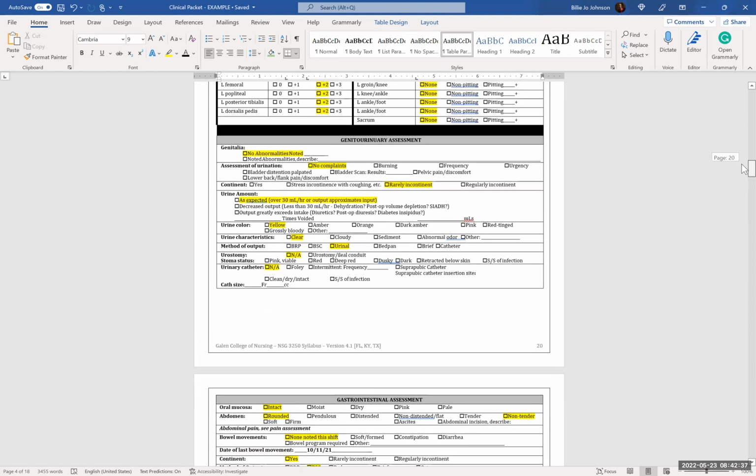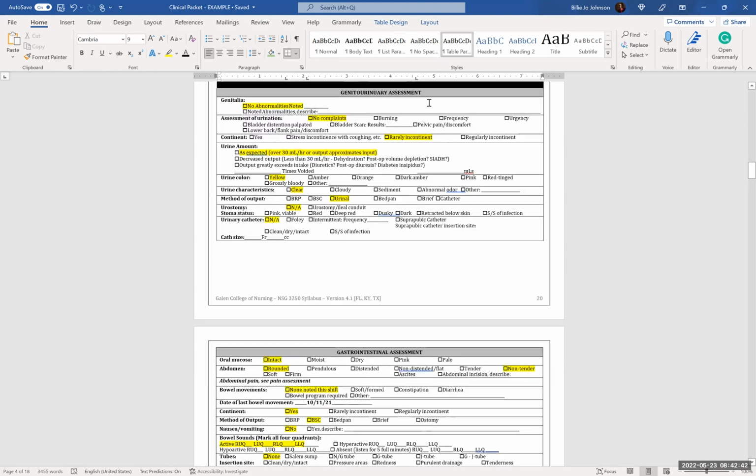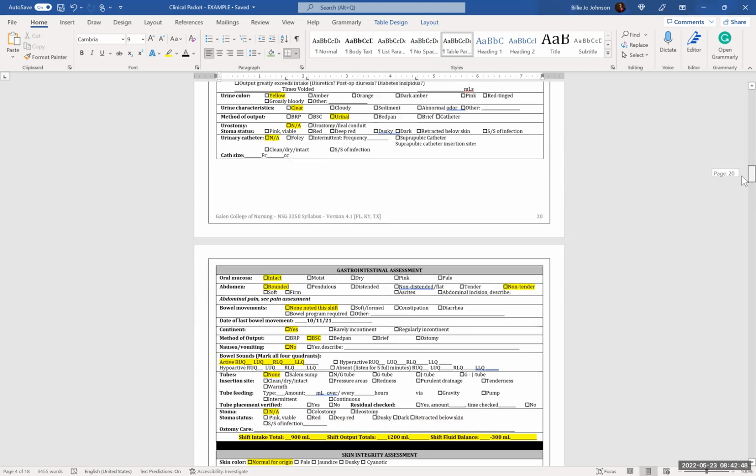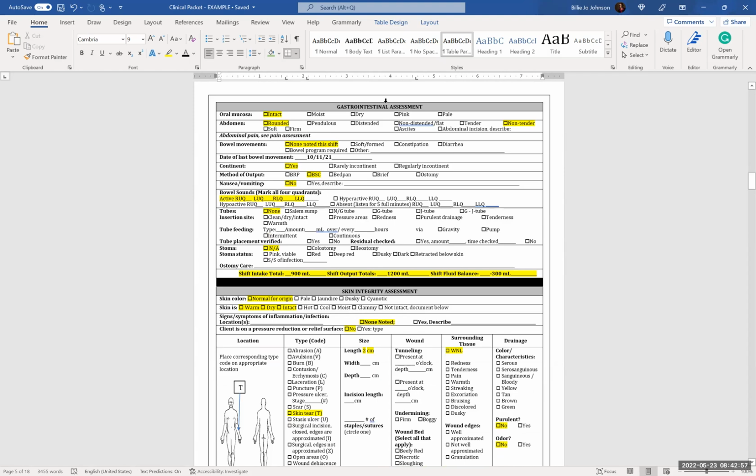Okay, GI. Same thing here. Are they continent? What's going on? Is the urine amount as expected? Remember, 30 per hour is the minimum. If they have a cath, you have a cath size. Okay, look at these areas closely. Make sure you're looking at them and filling them out.